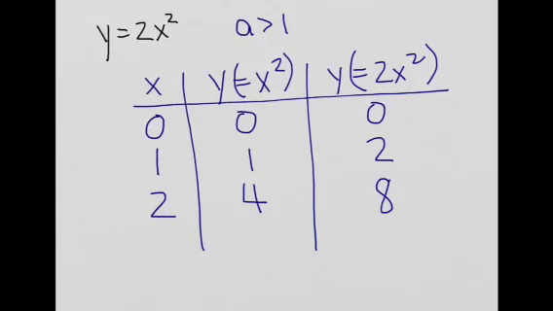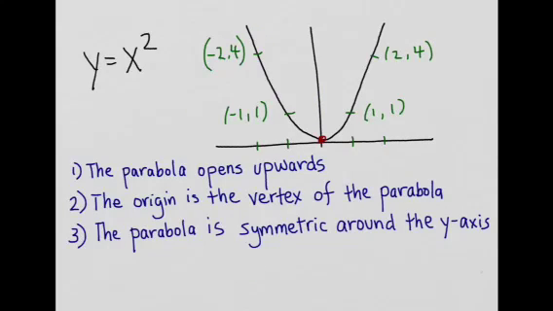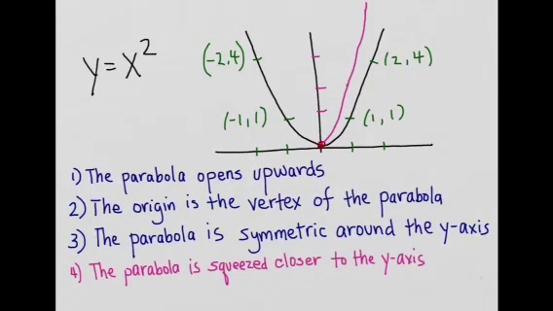So let's go back and look at it. You probably recognize all of this. Well, now on the original one we plotted (1, 1), but now we need to plot (1, 2). And we plotted the point (2, 4), so now (2, 8) is going to be quite out of the range of this screen. And so you begin to see that what happens when a is greater than 1 is that the parabola is squeezed closer to the y-axis.